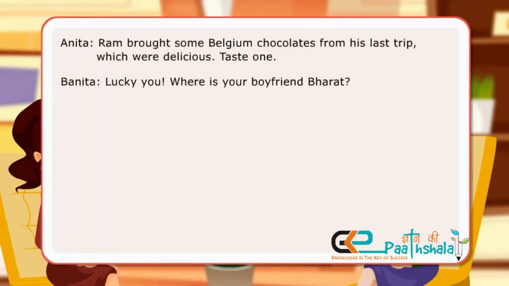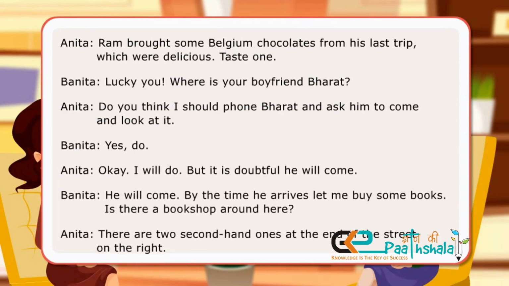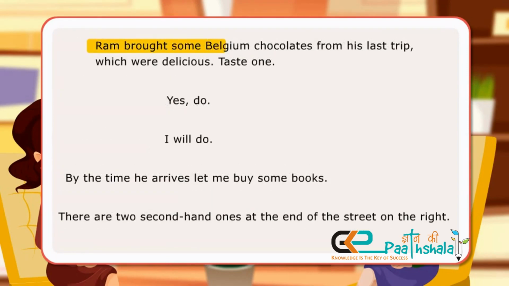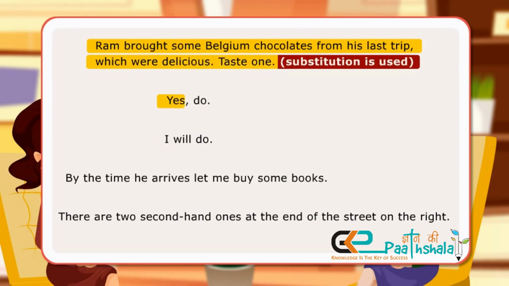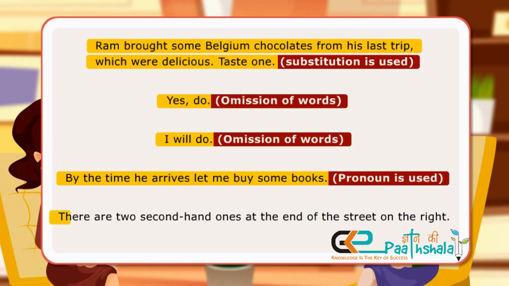In the dialogues, the friends have used pronouns in place of nouns, substitution, and at some places, they have left out words. Ram brought some Belgium chocolates from his last trip, which were delicious. Taste one? Substitution is used. Yes, do. Omission of words. I will do. Omission of words. By the time he arrives, let me buy some books. Pronoun is used. There are two second-hand ones at the end of the street on the right. Substitution is used.